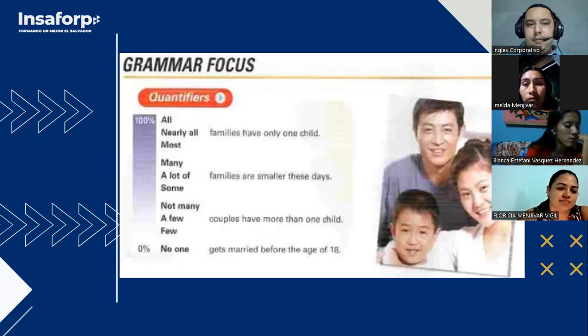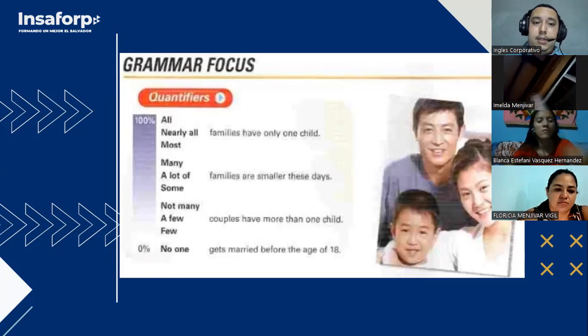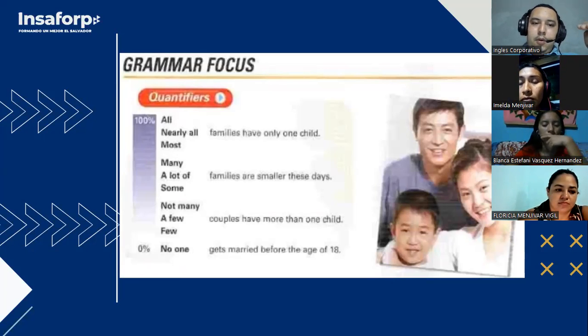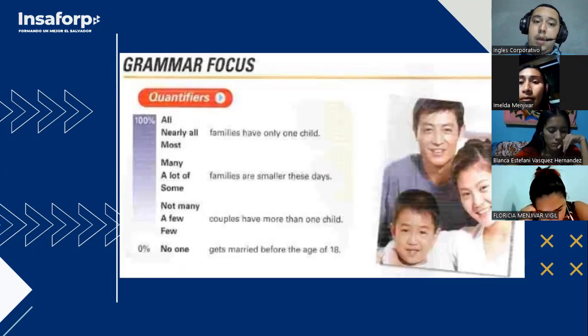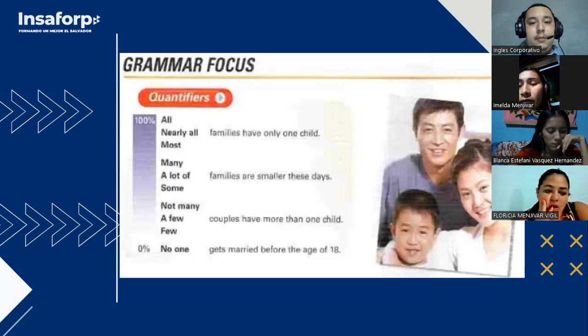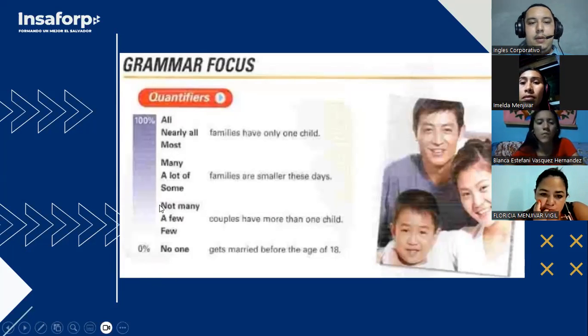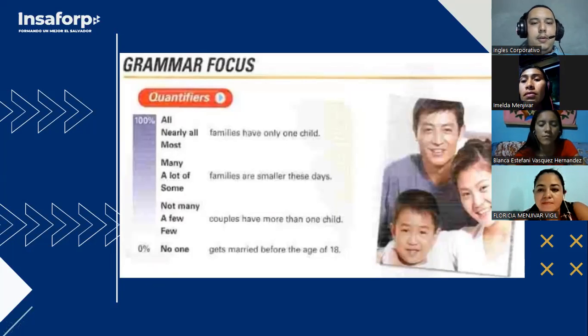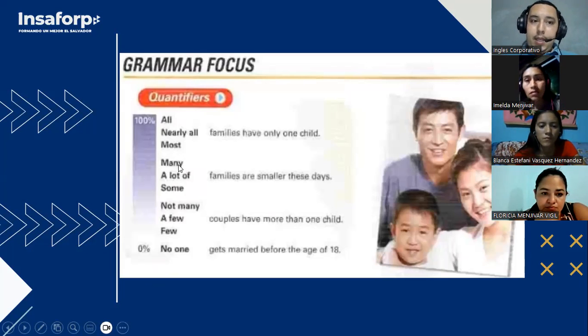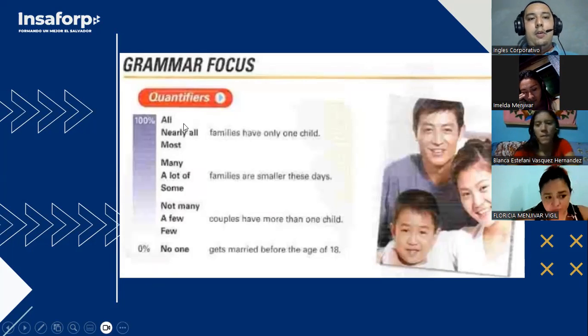We have the following. The 0% is no one, the one that is not used, right? And a little bit up, we have few, a few, not many. Guys, in those cases we have three together. Few, a few, not many. And in the other part, we have some, a lot of, and many. What about the rest, the ones on the top? Most, nearly all, and all.